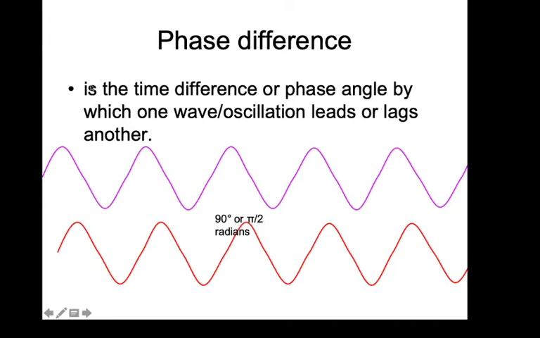So phase difference will always be the time difference or phase angle by which the wave or oscillation leads or lags the other. So we would say this one is leading. It comes first. It leads this second red wave by 90 degrees. Or you could alternatively say the red one is lagging the pink one by pi over 2 radians.